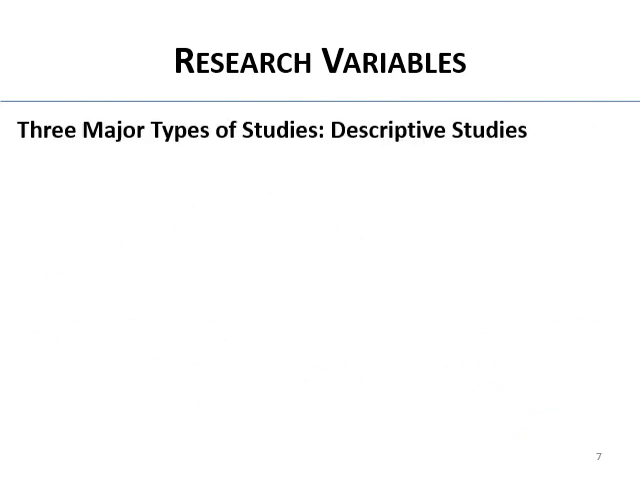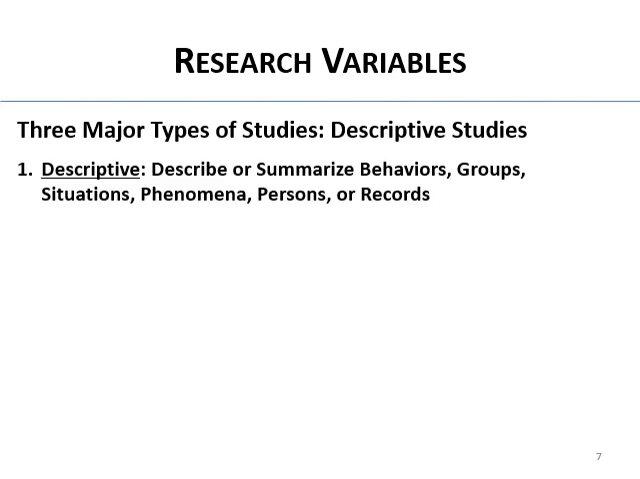So that was research variables. Now let's talk about the three major types of studies. The three major types of studies are used to achieve the major goals of research that we talked about last lecture. So descriptive studies is the first type. So shocker of the semester, descriptive studies describe things. I know. So specifically, they are used to describe or summarize behaviors, groups, situations, phenomena, persons, historical records of things.